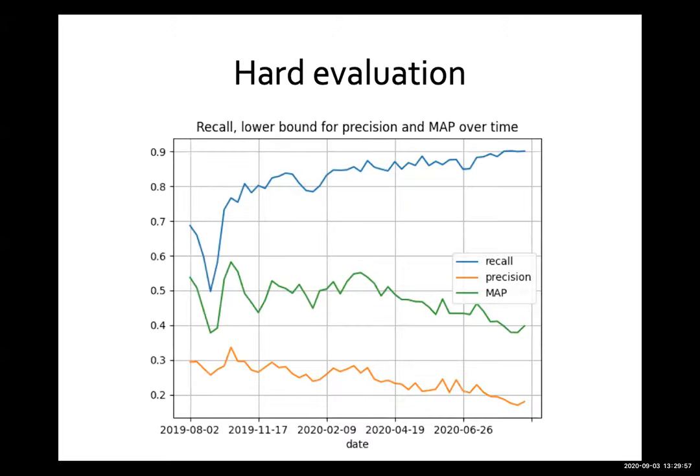If you look at the hard evaluation, where these soft errors are actually counted as errors, you also see that recall currently goes towards 90%, while the precision has gone down from around 30% to 20%. That means that if you go through the complete list, you see about 5 wrong suggestions for every correct one. But there are a few caveats to that. The green line, the mean average precision, takes into account the ranking. So it shows that you see around 2 incorrect suggestions if you go through the list from top to bottom and end at the last correct one.